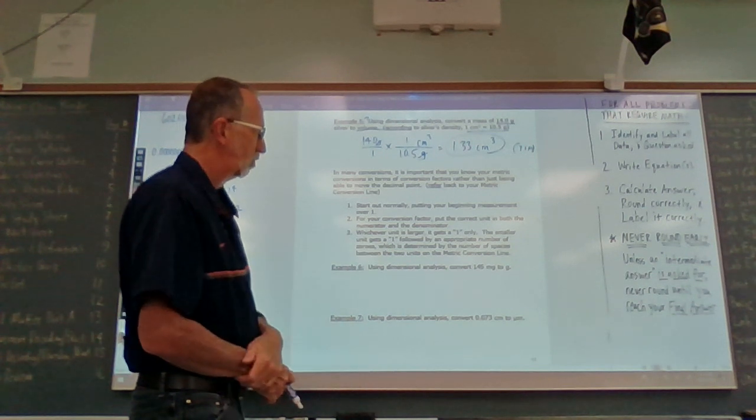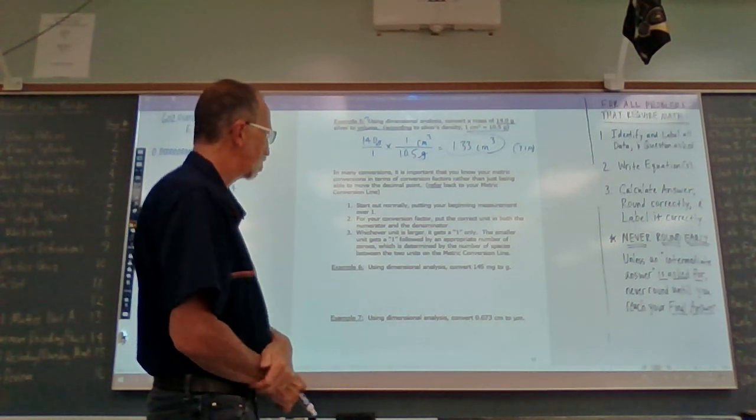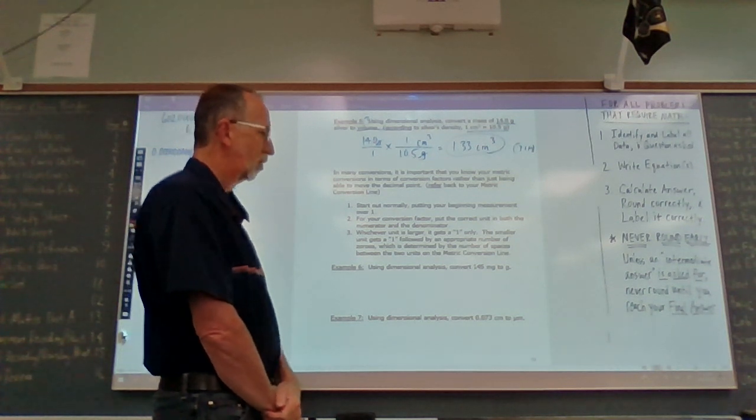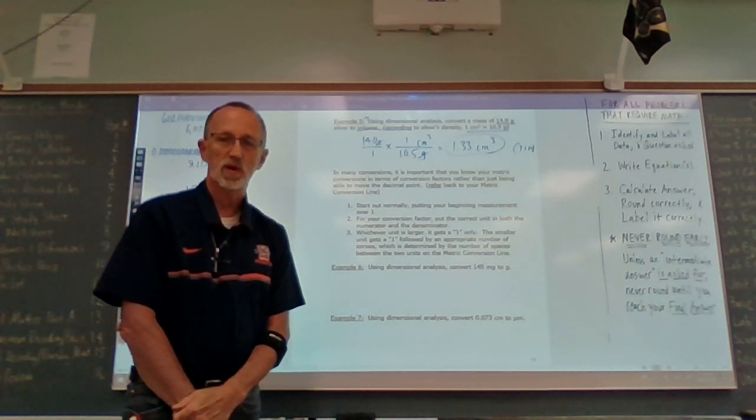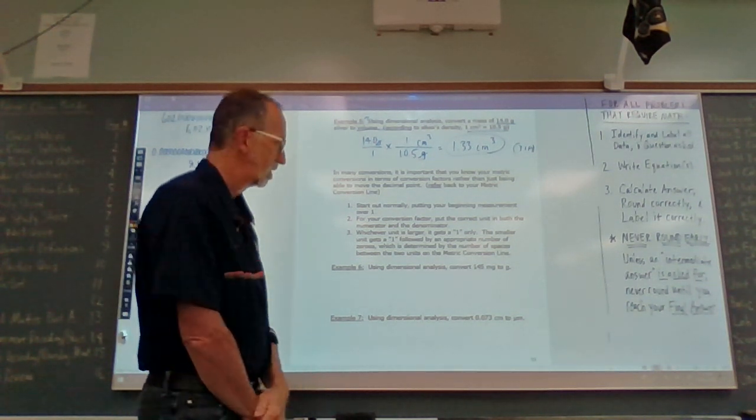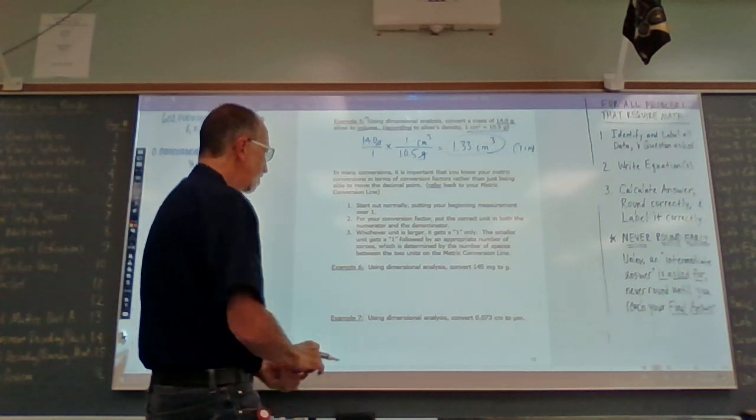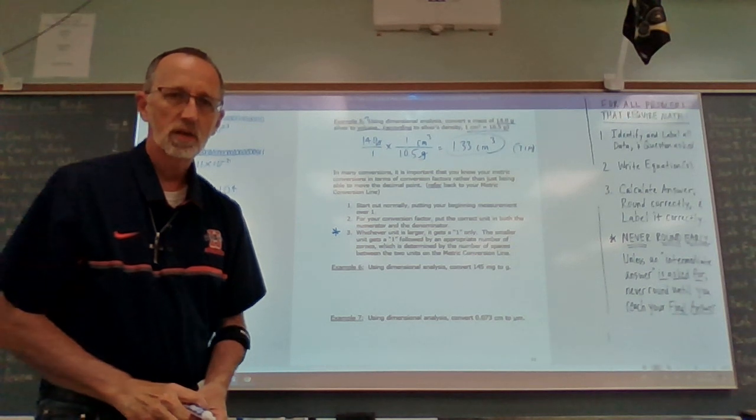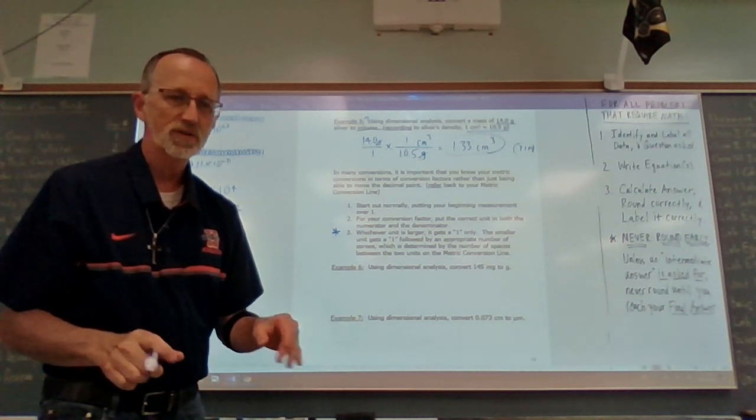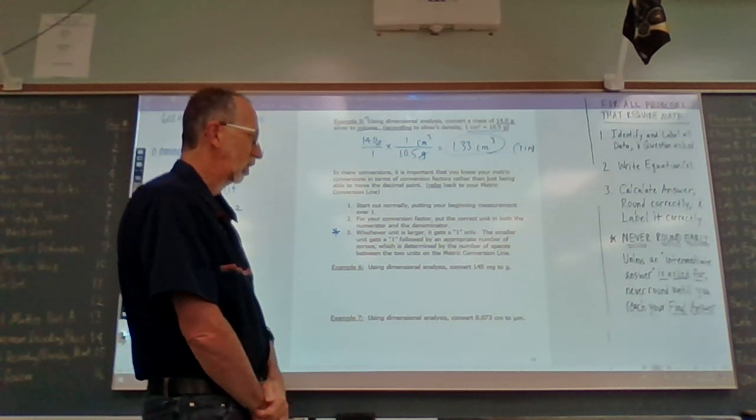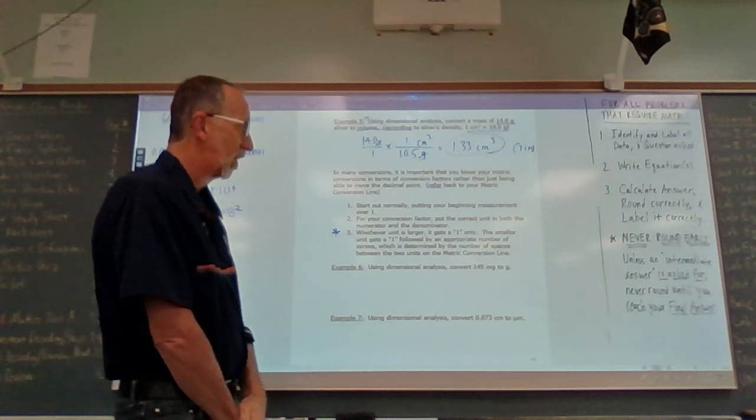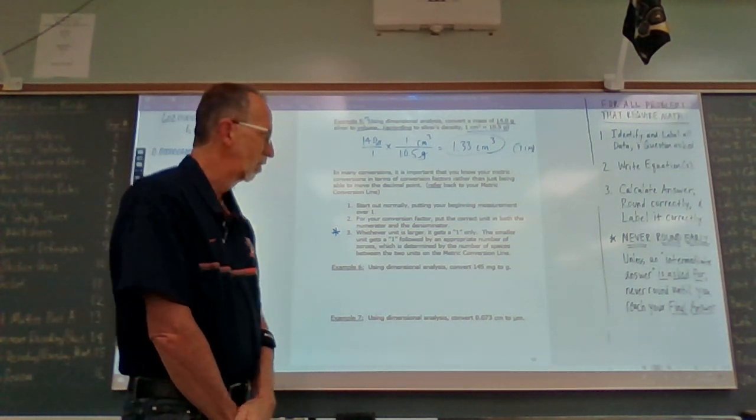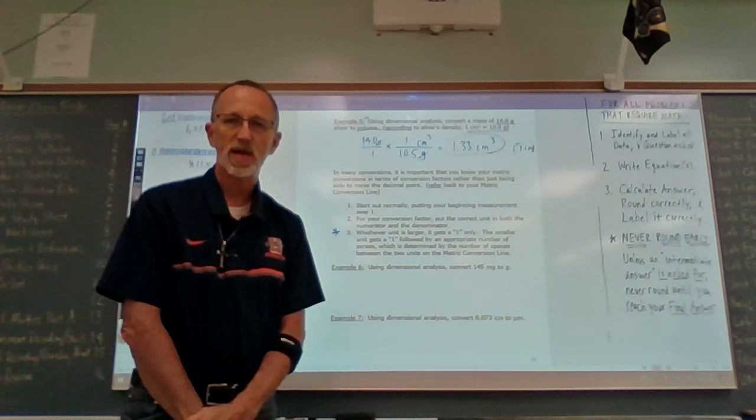Starting out normally, put your beginning measurement over 1. For your conversion factor, put the correct unit in both the numerator and denominator. In other words, we want to cancel the 1 out and get to the other one. Here's the key. Whichever unit is larger, we're talking about our metric conversion now, gets the 1 only. The smaller one gets a 1 followed by an appropriate number of zeros, which is determined by the number of spaces between the units on the metric line.